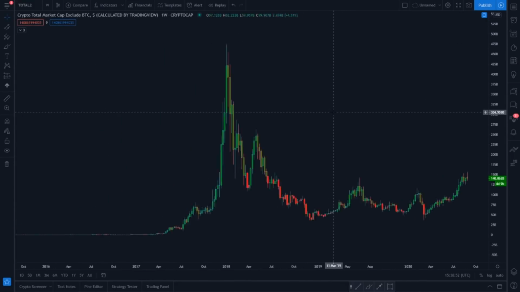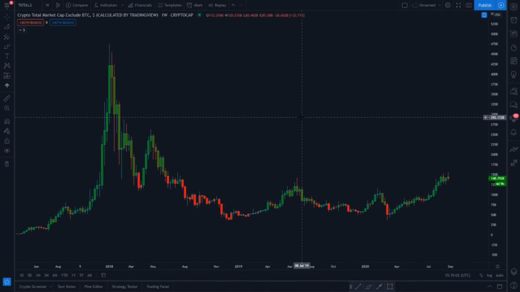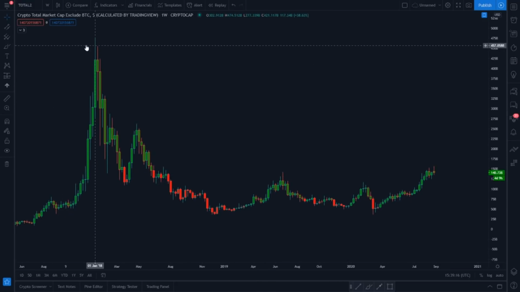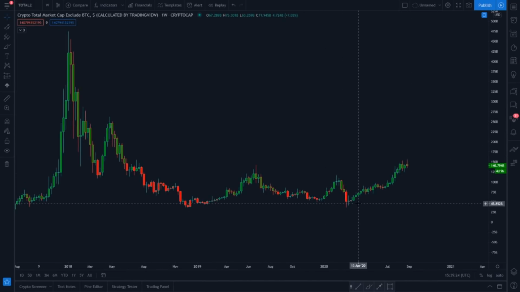So if you look at this scenario in a weekly time frame, and one very important thing before I continue: this is not for intraday trading, guys. This strategy is mostly for longer periods. That's why I'm using these weekly candles. Now, this is the crypto total market cap excluding Bitcoin, so these are the alt market cap, and you can see that for a couple of weeks now, the alt market is heading to the upside, right?